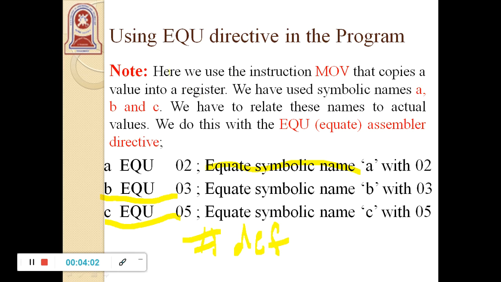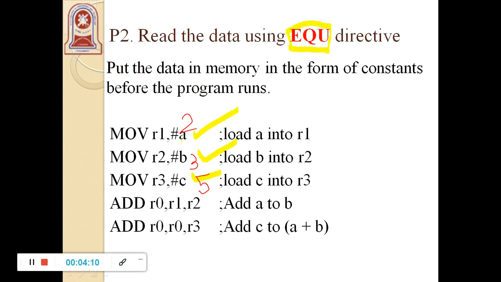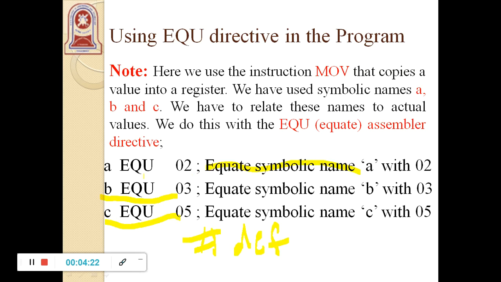So note the very important point. Here we use the MOV instruction that copies the values into the register, and we are not using the direct or immediate values 2, 3, 5 as we did in the previous example. Instead, we use variables which are equated to the real values 2, 3, 5 by making use of the EQU directive. Now let us see how we write this particular program using the Keil software.